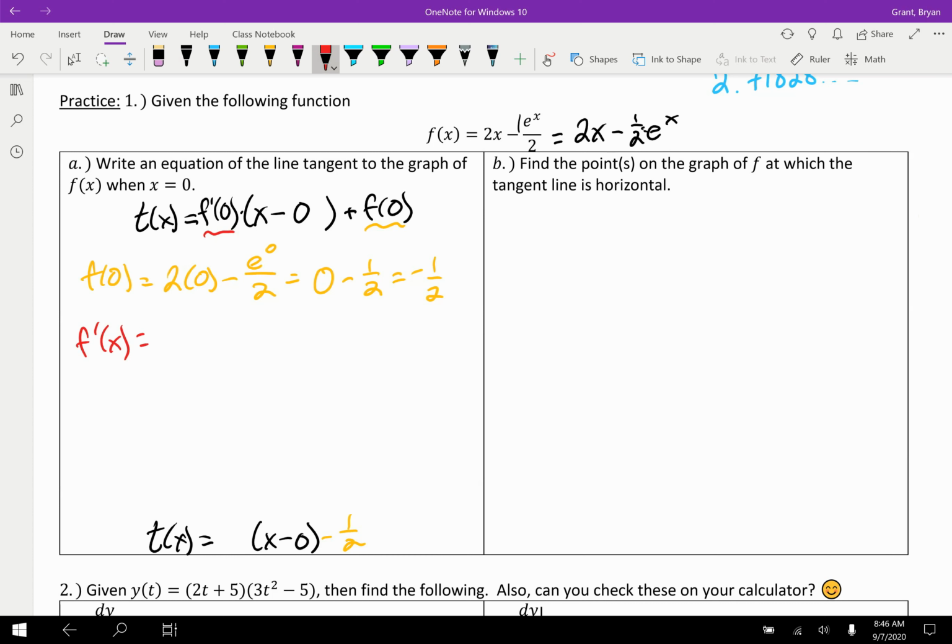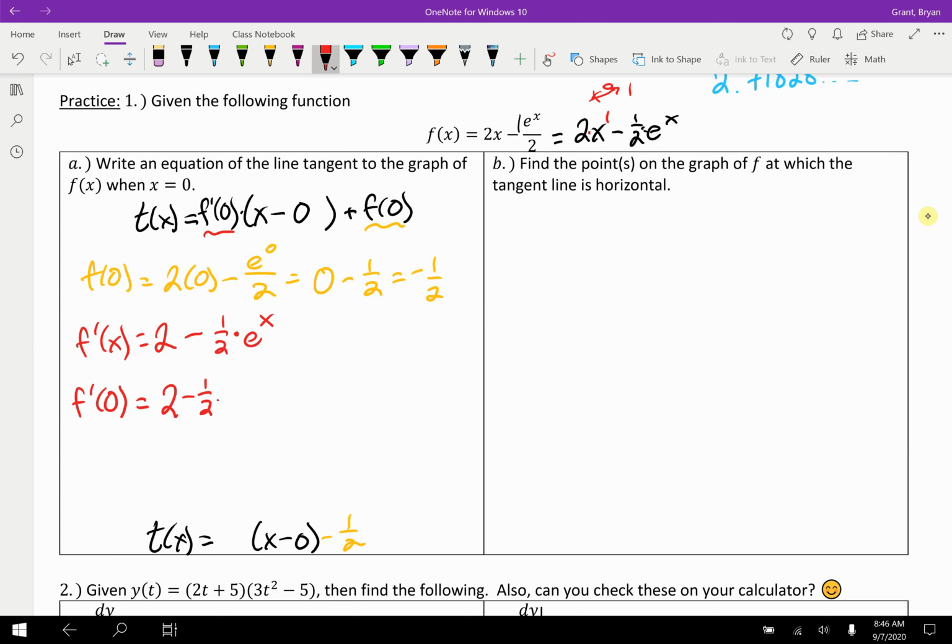So f prime of x, the derivative of 2x, well, 2 is a constant, so that stays. This is x to the first. 1 comes down, multiplies by 2, and then we get x to the 0th. But x to the 0th is just 1, and 2 times 1 is 2. So the derivative of 2x is 2. Another way to think about it, the graph of 2x is a linear diagonal function, and it has a slope of 2. Minus 1/2 is a constant. Easy enough. So we just get to focus on e to the x. The derivative of e to the x, that's the easiest derivative ever. It is itself.